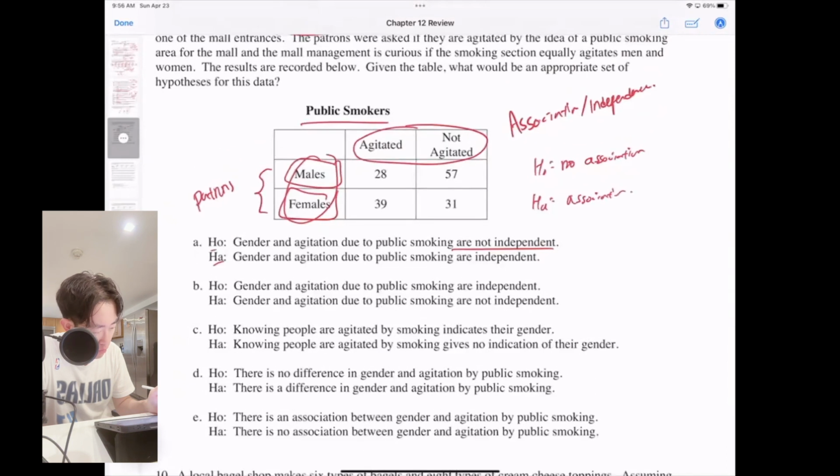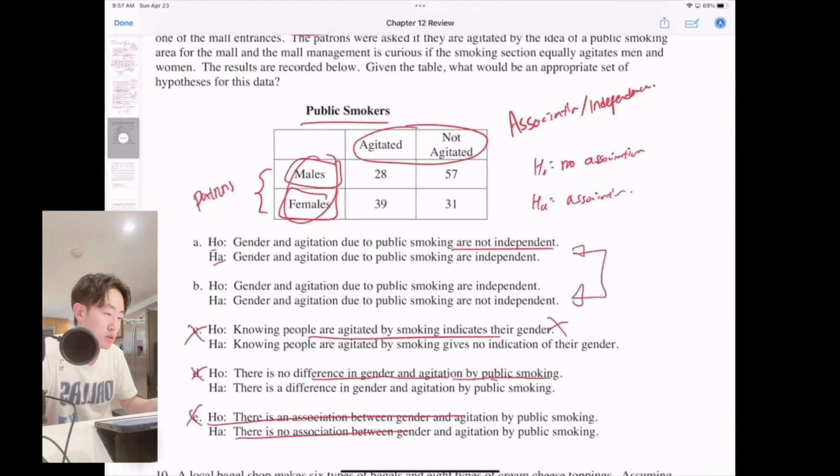We are looking for the word association, but then E is just the complete opposite of what we're trying to say. There is no difference in gender and agitation by public smoking. This is mostly for homogeneity. Knowing people are agitated by smoking indicates that is just clearly not even one of the templates that we have for null and alternative. So we're really looking down between these two.